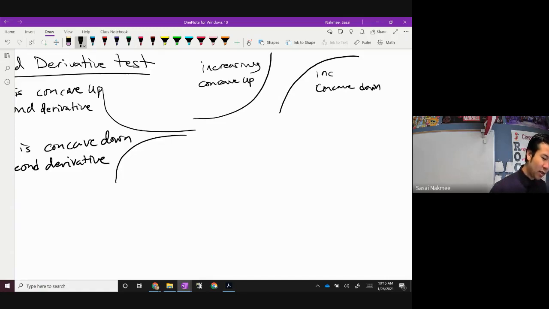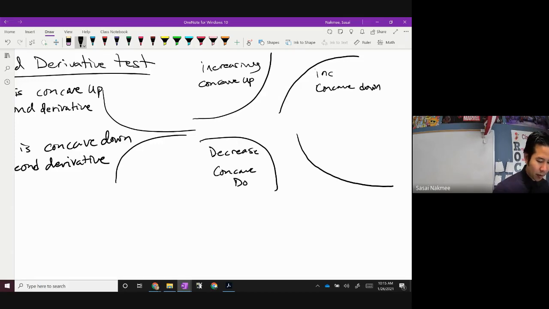If you have something that is decreasing and concave down, that thing is just going down very, very fast. Whereas if you have something decreasing and concave up, it's decreasing but slowing down, flattening out at the bottom there. So this is something that's decreasing and concave down. And this right here is something that's decreasing and concave up.